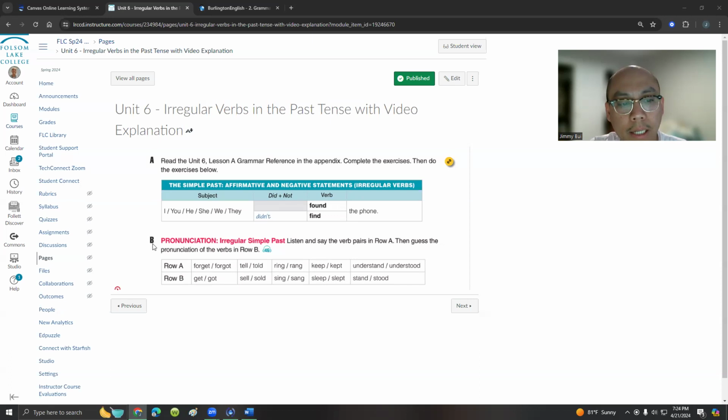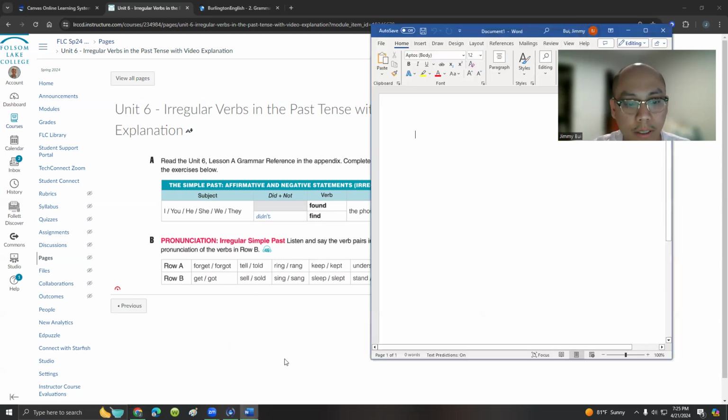Row A, exercise B: forget, forgot; tell, told; ring, rang; keep, kept; understand, understood; get, got; sell, sold; sing, sang; sleep, slept; stand, stood. So what we see here is subject plus verb. Okay, so in the simple past, we have subject plus verb.